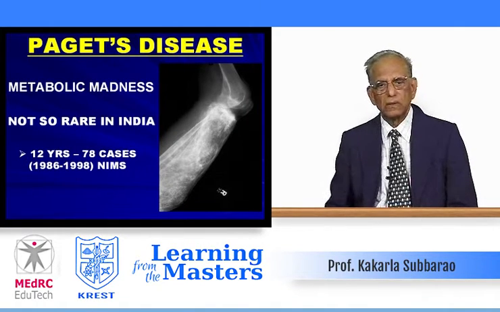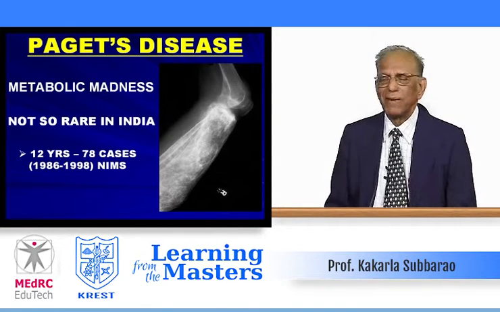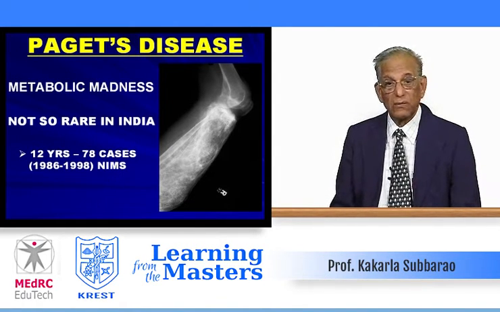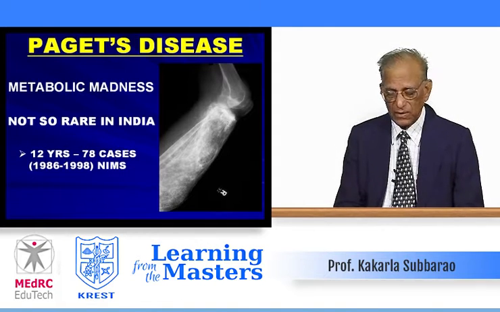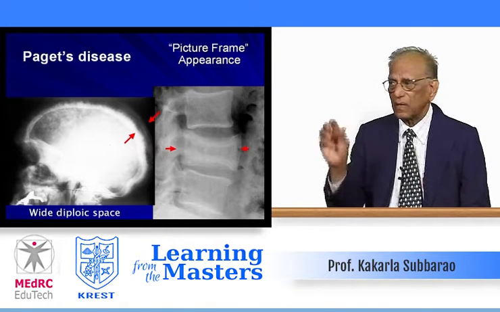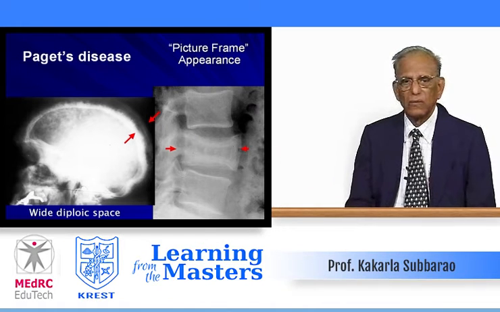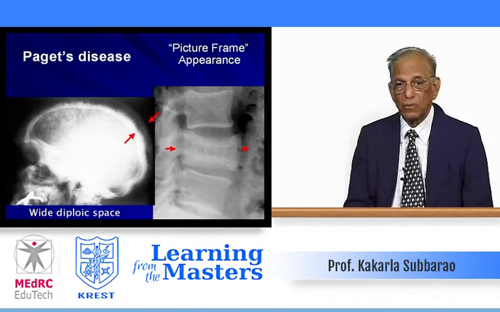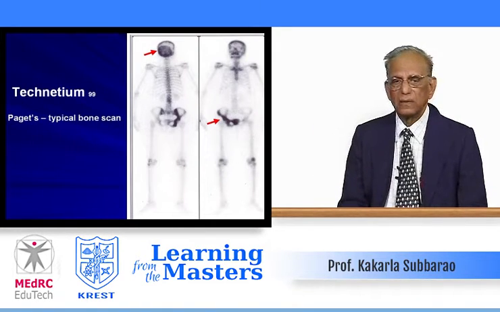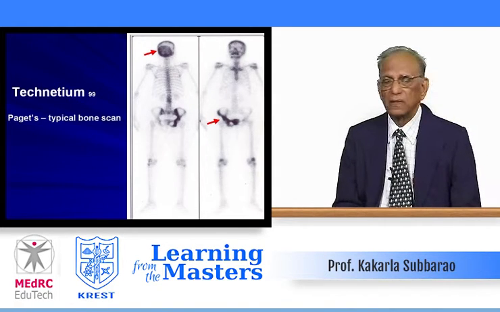Now we come to the so-called rare disease, which is not so rare, but it's uncommon in India. Paget's disease was described. And in 12 years at Nizam's Institute, we have seen 78 cases. That shows the prevalence of this disease. Paget's disease in the skull, wide diploic space, cotton wool appearance of the bones, sclerotic face, and picture frame appearance in the vertebra. It's bigger and more dense than the normal bone. Technetium 99 is very sensitive to note the pagetoid changes in the entire skeleton in one sitting.